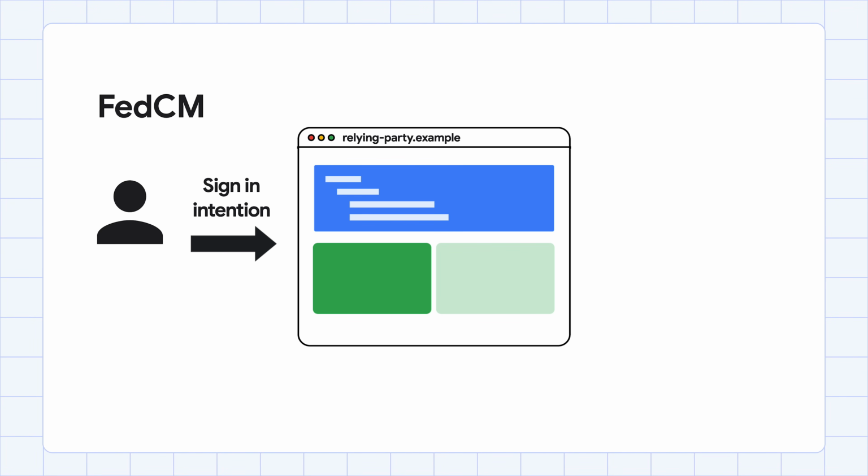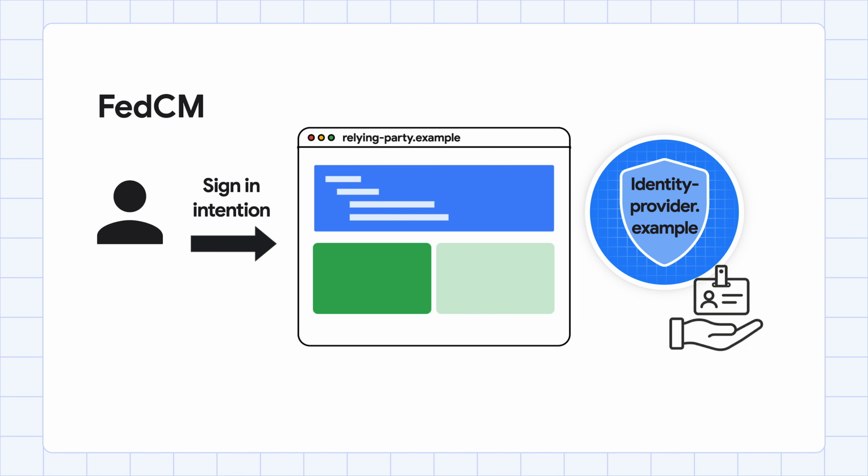At its core, FedCM is a web API. It allows users to log into websites called relying parties using an account from another website, an identity provider. The FedCM API is protocol agnostic, and it operates on a different layer from standards like OAuth or SAML.